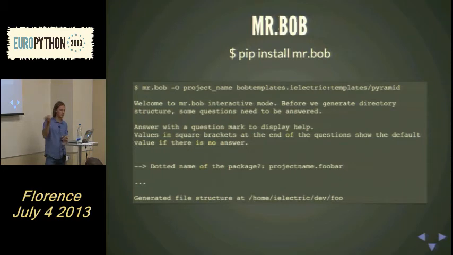So going back, this is basically how you run it. Just mr.bob and then --output-directory, which is a project name, Foobar or whatever, and then the path to the template. In this example, it's a path to an egg, like bobtemplates.electric, and then the path inside that egg where the template lies. And then it will go through the questions and generate that structure for you.